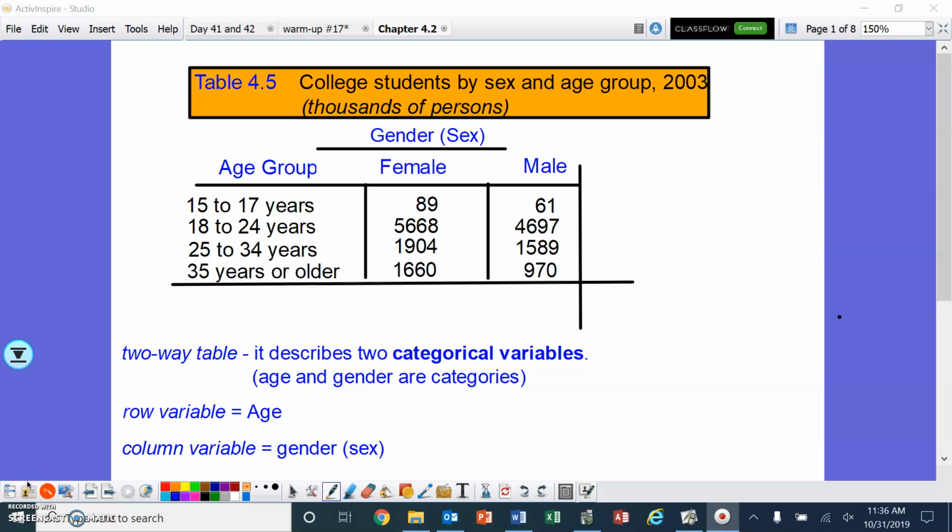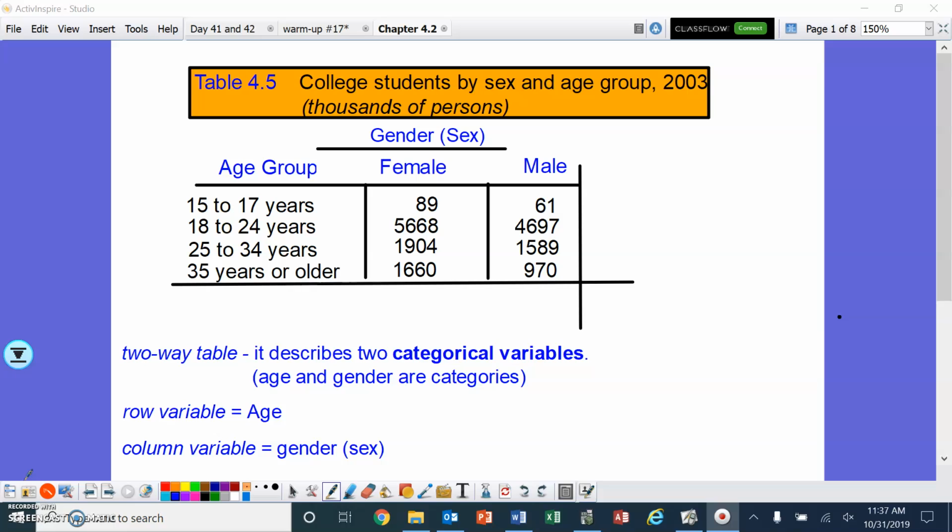All right, ladies and gentlemen, let's look at chapter 4.2. We're going to be looking at two-way tables. So in this example, we have a two-way table. Remember, tables describe categorical variables. So in this situation, we can see college students by sex and age group. This is from 2003, and these are in thousands of persons. So for example, that 89 that you see is 89,000.